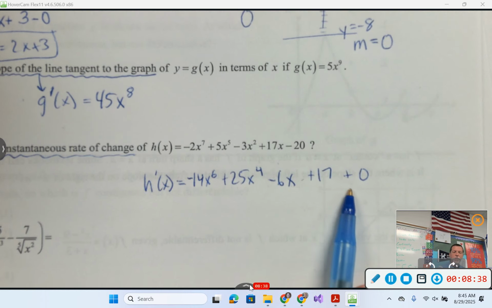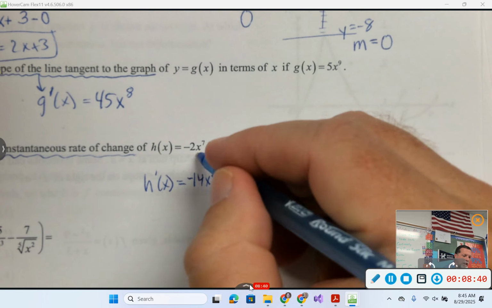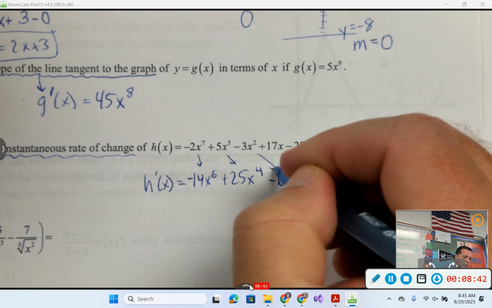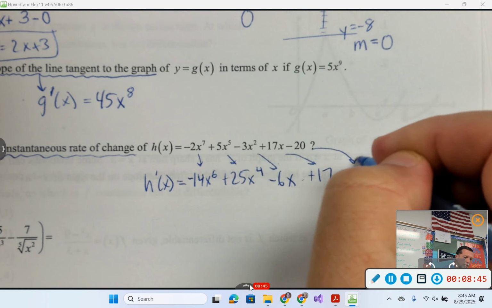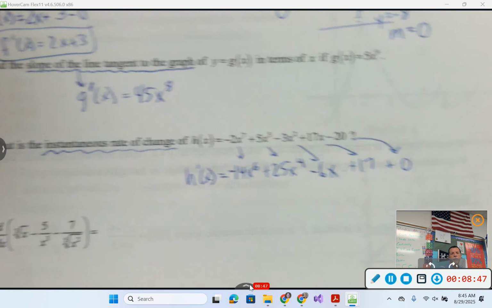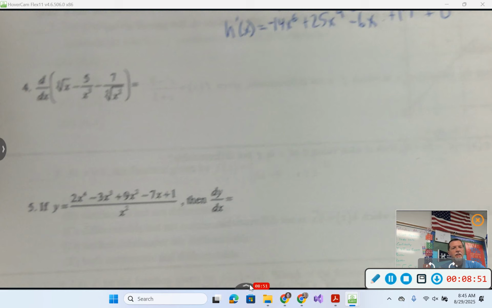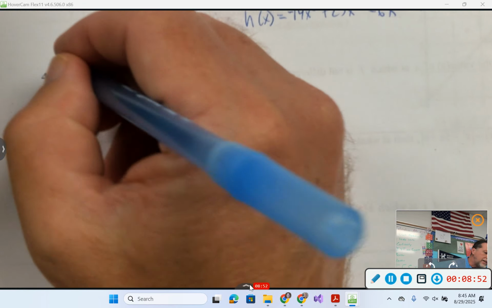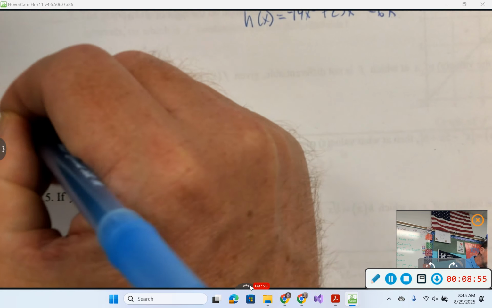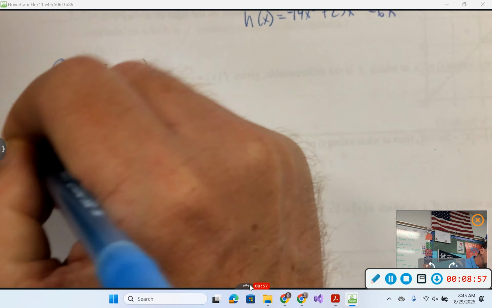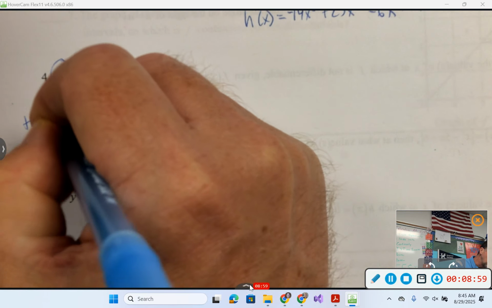And of course, you don't need to put the plus 0, but I'm trying to show where all of those pieces came from. But you don't need to put the 0. Okay, number 4 suddenly gets interesting here. That d dx right there, that means take a derivative. So again, more ways to say find a derivative.